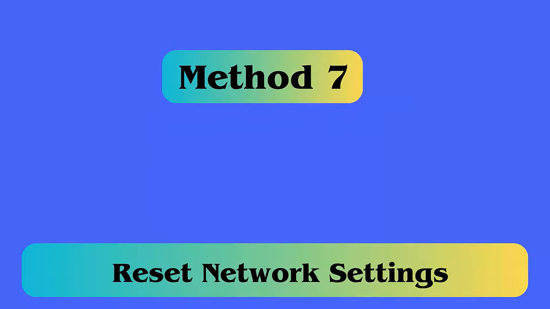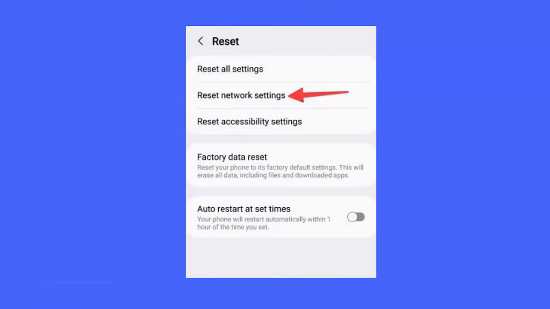Method 7. Reset network settings. Follow the steps. First, open Settings on your Samsung. Now, click on General Management. Here, move down and click on Reset option. After that, tap on Reset network settings, and finally, tap on Reset settings.